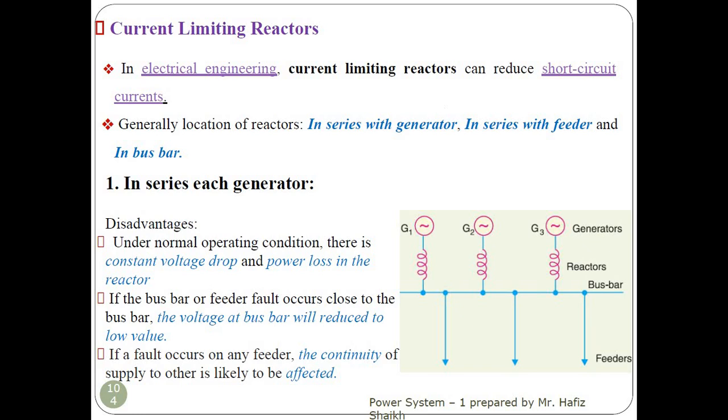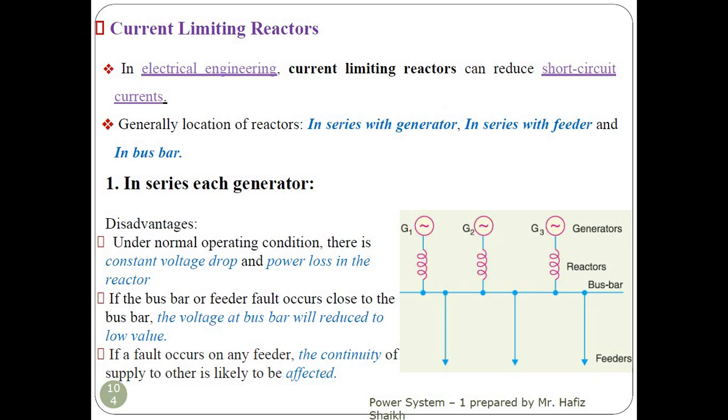Current limiting reactors. In electrical engineering, current limiting reactors can reduce short circuit currents. Generally, the location of reactors is in series with generator, in series with feeder, and in bus bar. In series with each generator, if there is an increase in current at the generator side, these current limiting reactors limit this current. They just absorb the current.